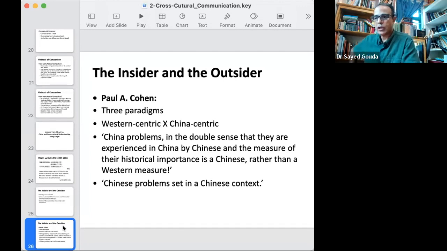He says China problems in the double sense that they are experienced in China by Chinese, and the measure of their historical importance is Chinese rather than a Western measure. This approach is called the China-centric approach, okay? So he said these are Chinese problems. I mean that Chinese history is a Chinese object, so we need to put it in a Chinese context in order to understand it.